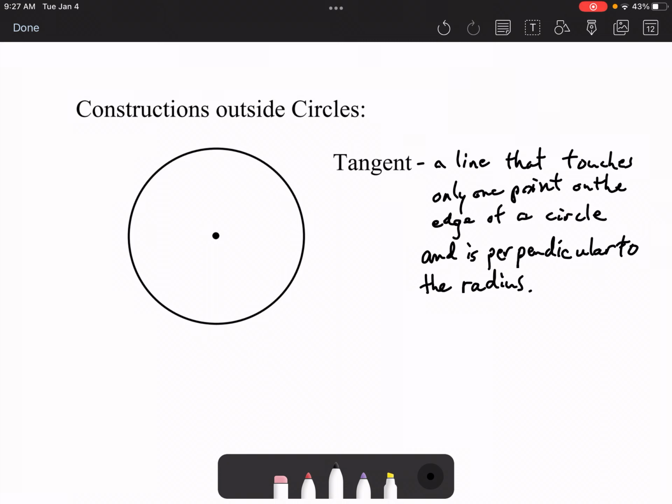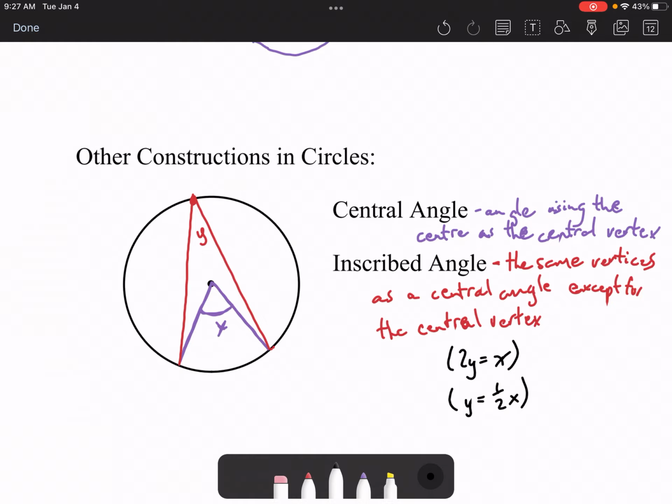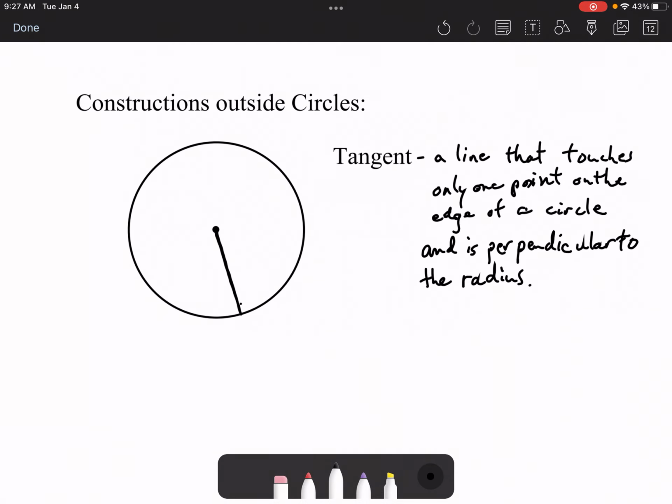So let me draw first of all a radius. You can see the center of this circle, and here's a radius. Now we're going to draw something that is perpendicular to that radius. So this line that I've drawn right here is called a tangent.